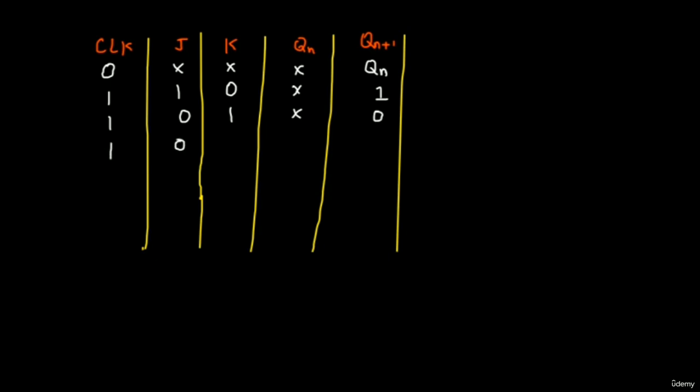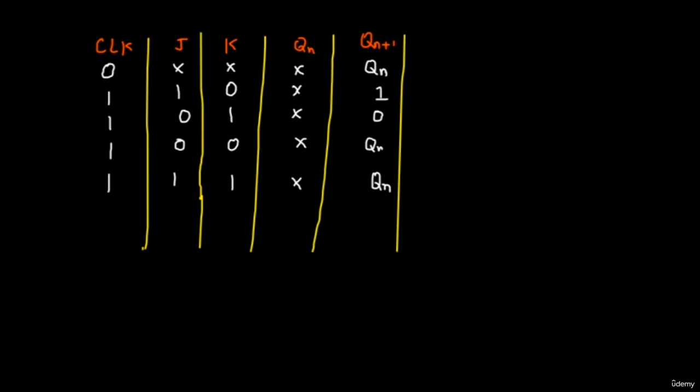0 0, this is going to be cross, and this is going to be Qn. And now again 1 1 1, and this is going to be cross, and this is going to give us the Qn. That's the whole point, my dear friend.